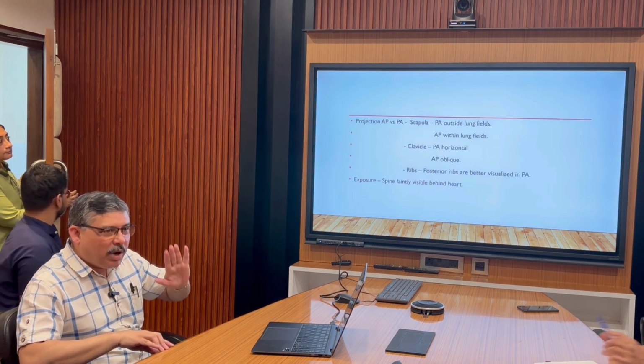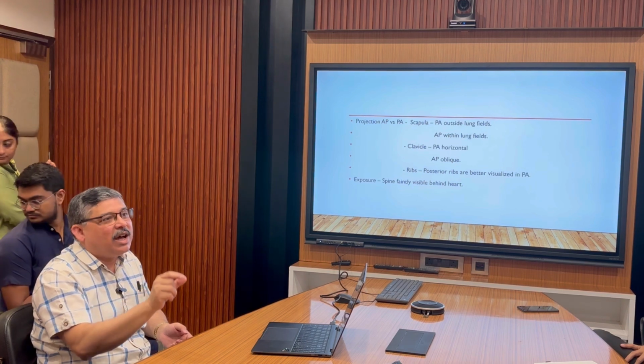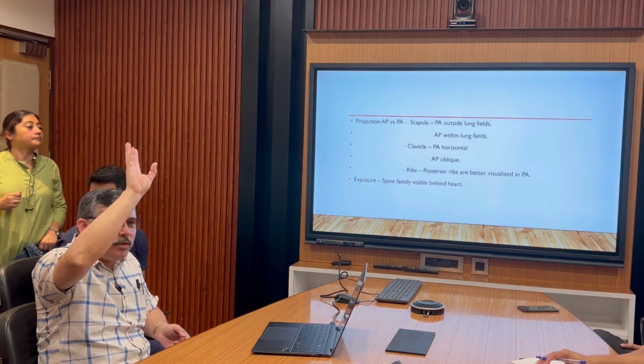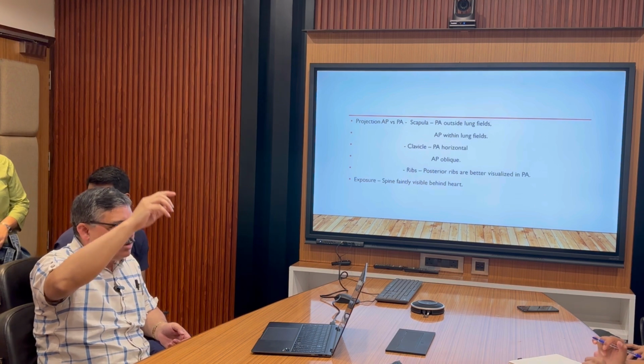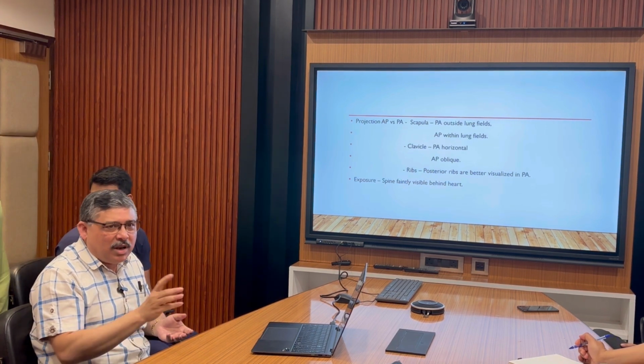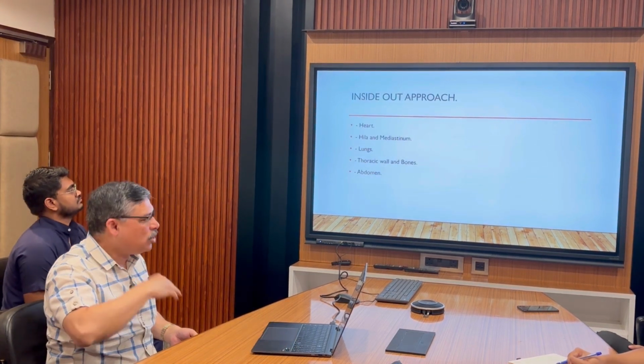So exposure should be proper, so that the spine should be faintly visible behind the heart. Above the heart, the spine should be visible. Behind the heart, it should not be very visible. I will show you when the X-rays come.